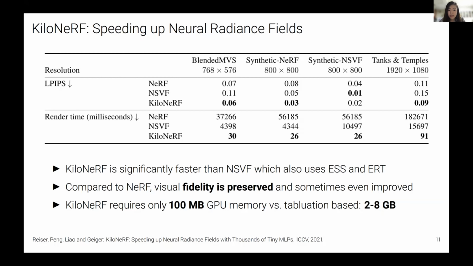Moreover, there are also some concurrent works to KiloNeRF that try to speed up NeRF by tabulation, which means saving everything, the output of the networks, to enable real-time rendering. Compared to those tabulation-based methods that require 2 to 8 gigabytes of memory, KiloNeRF is more GPU memory efficient, requiring only 100 megabytes.